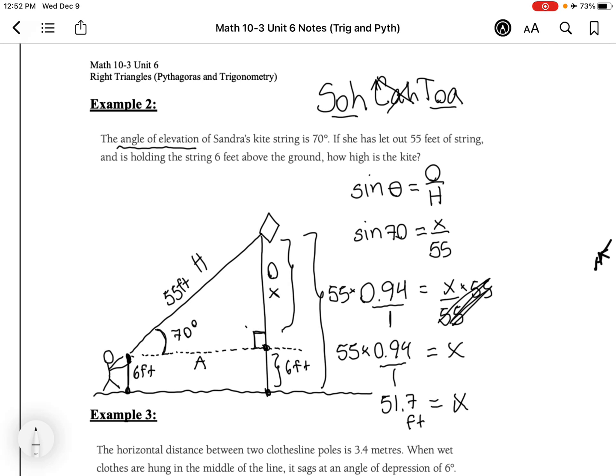The total height is also going to include the 6 feet off the ground from where the string is being held. So the total height is equal to 51.7 plus 6, which works out to be 57.7 feet. Okay?